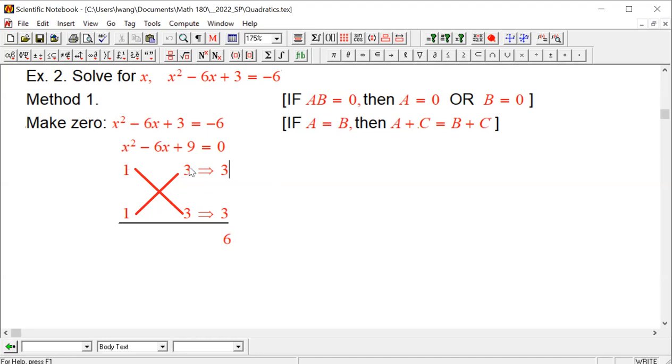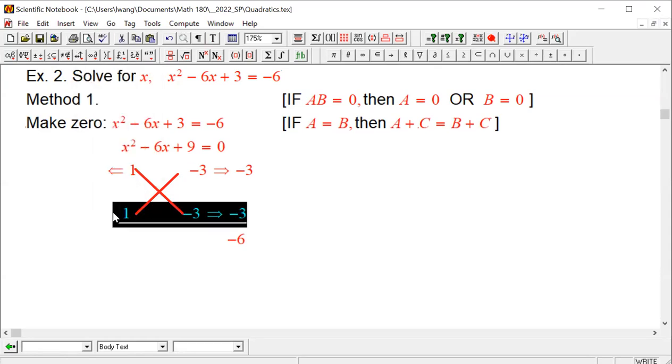1 equals 1 times 1, 9 equals -3 times -3. -3 times -3 is a +9. So cross multiplication, 1 times -3 is -3, 1 times -3 is -3, -3 plus -3 is -6. We found it. We've made the match. Once we made the match, we're going to compose our factors.